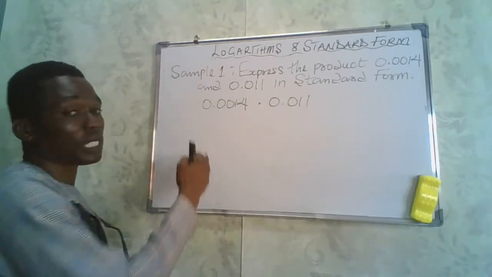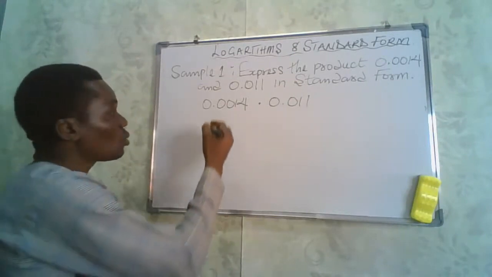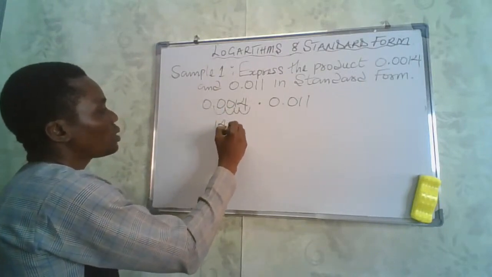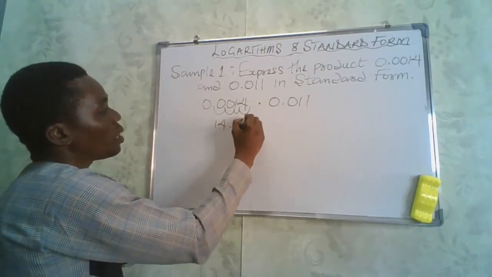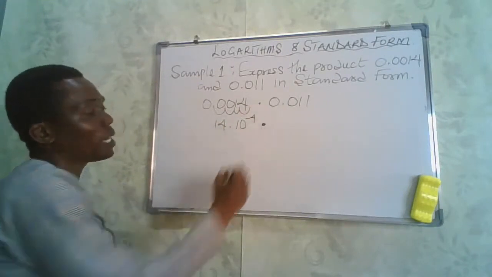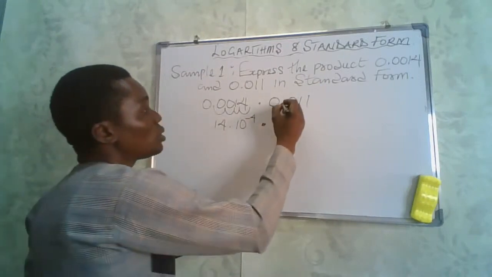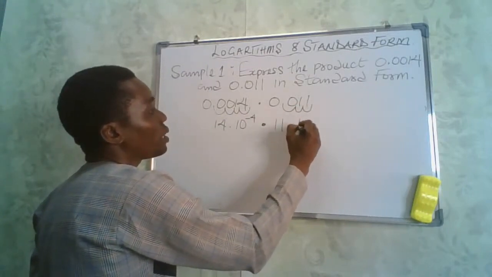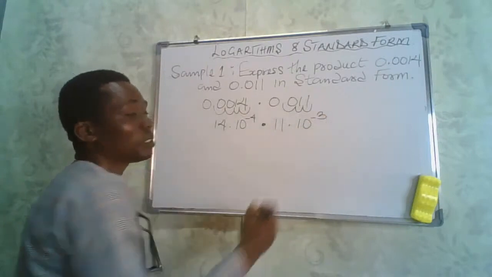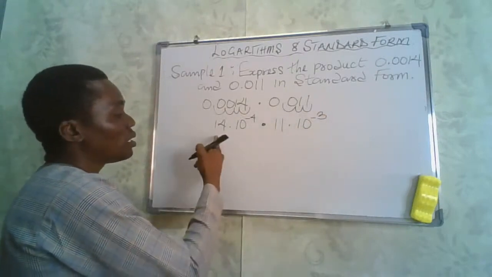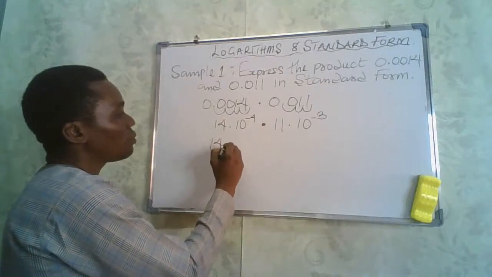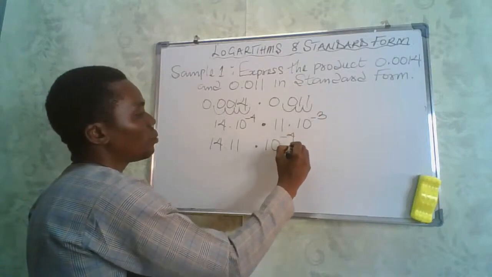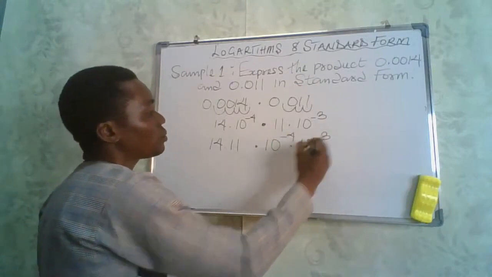Now, if I convert this to standard form, I want to have a 14. So I'll count 1, 2, 3, and 4. So that will give me 14 multiplied by 10 to the power of negative 4, multiplied by, right? Now, this is going to give me 1, 2, 3. That will give me 11 multiplied by 10 to the power of negative 3. So what will this give me? We can simply separate the values and then separate the powers, which is 10 to the power of negative 4 multiplied by 10 to the power of negative 3.